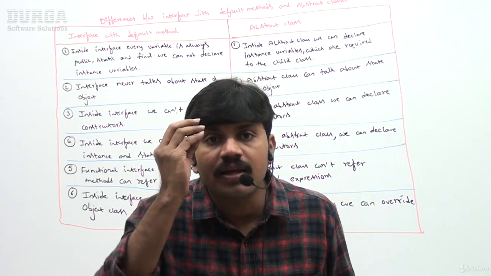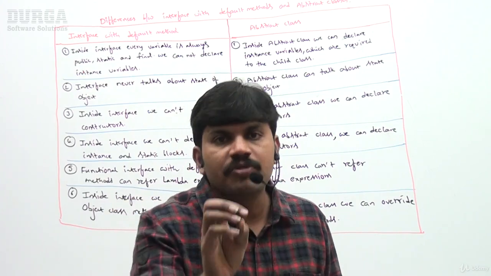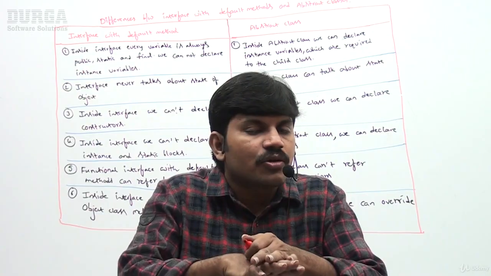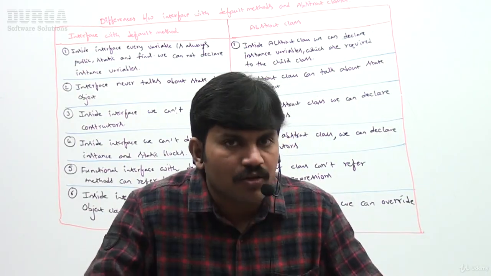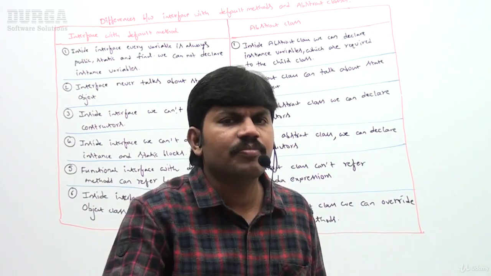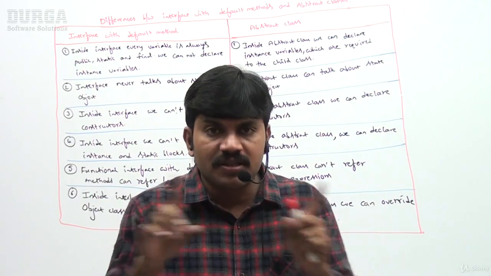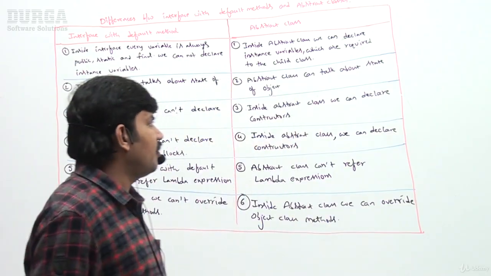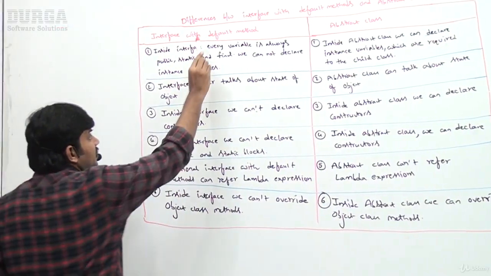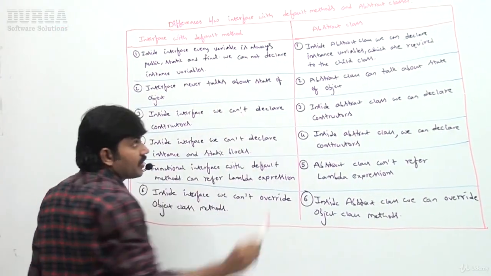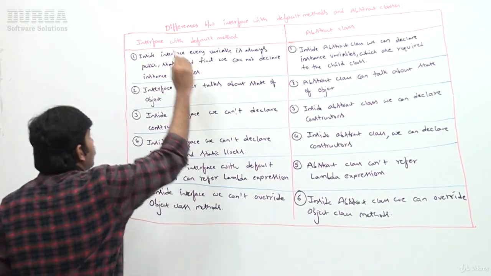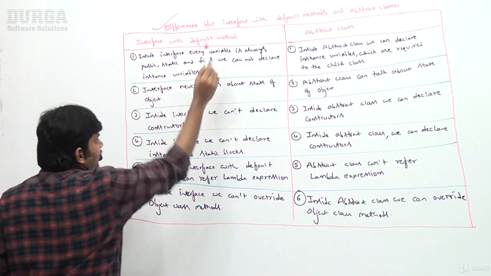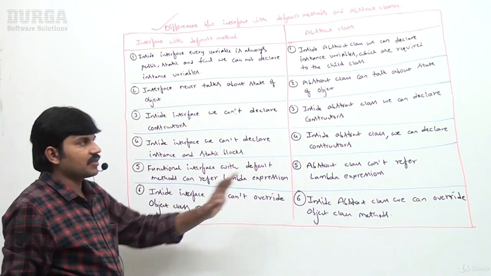There are n number of differences between an interface with default methods and abstract classes. Sir, here don't compare, both are not equal, no chance at all. Let me summarize all these differences in tabular form so that you people can get it very easily. Have a look, sir: differences between an interface with default methods and abstract classes. In the first column I am taking the interface with default methods, and in the second column the abstract class, right?